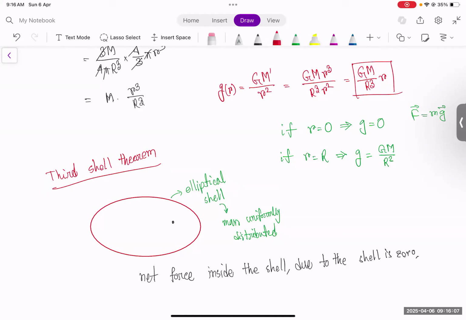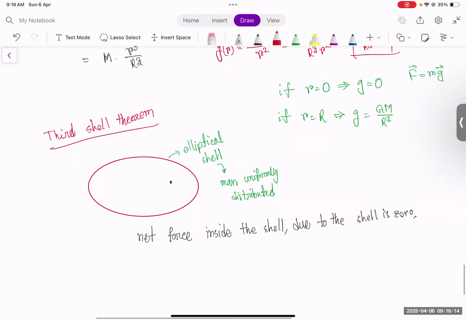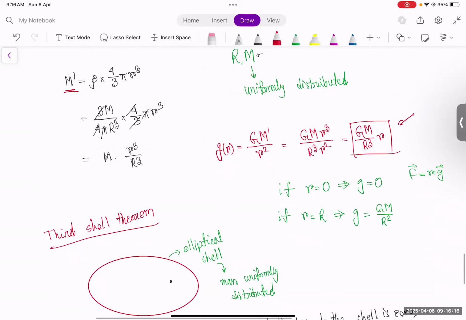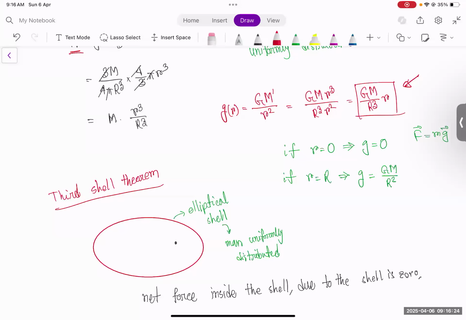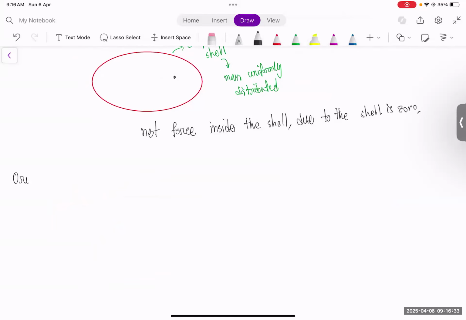You will probably never need the third shell theorem, but the first and second shell theorems you should use consistently for different problems, especially problems like this, finding the gravitational field at a certain depth from Earth's surface and so on. Okay, so the last thing we will discuss today is orbits under gravity.